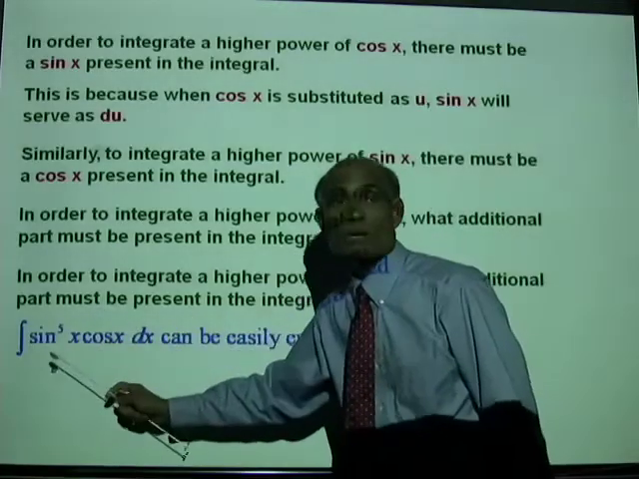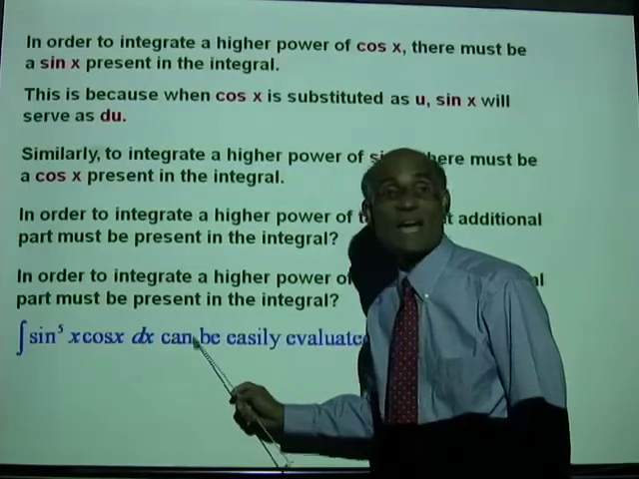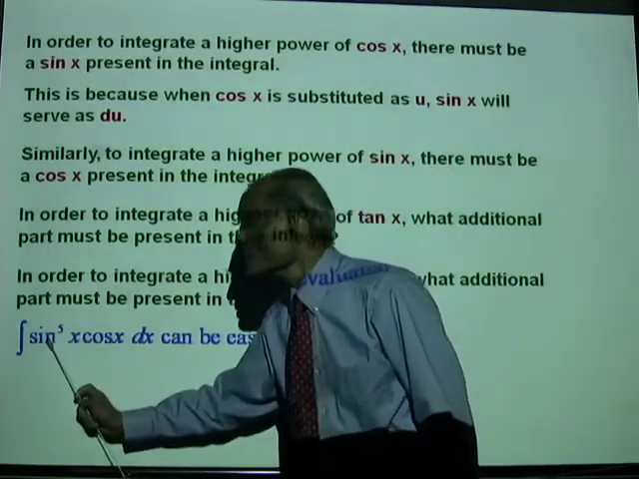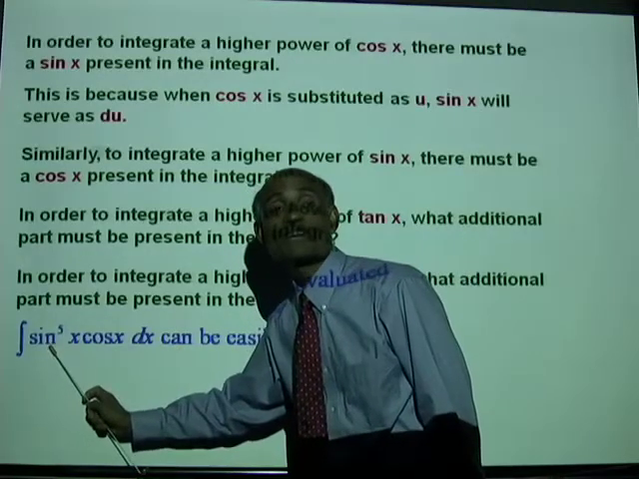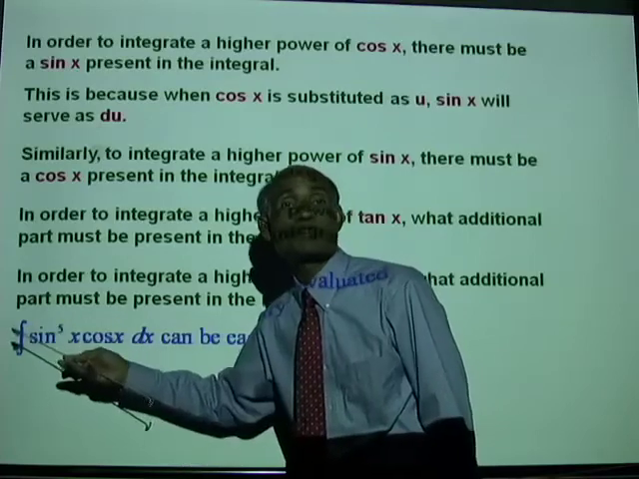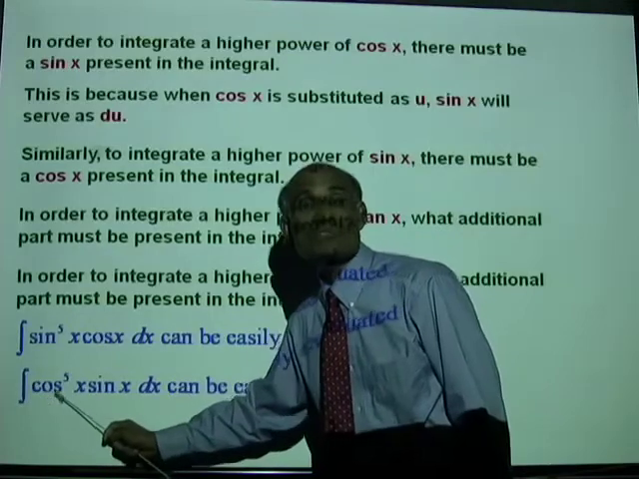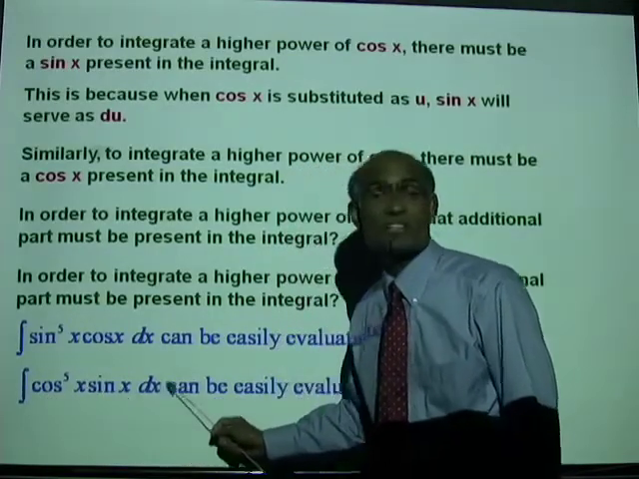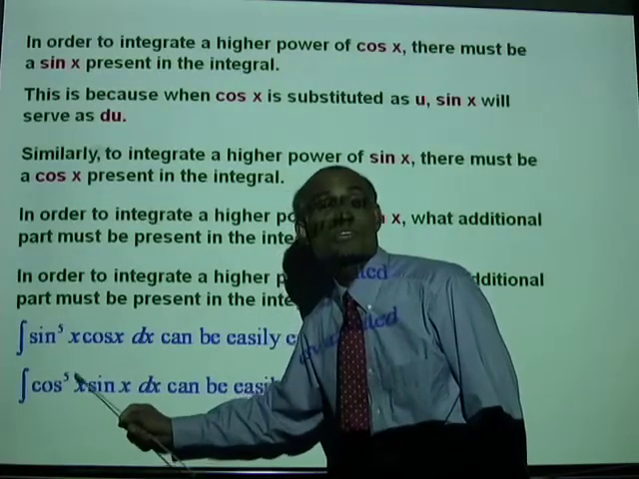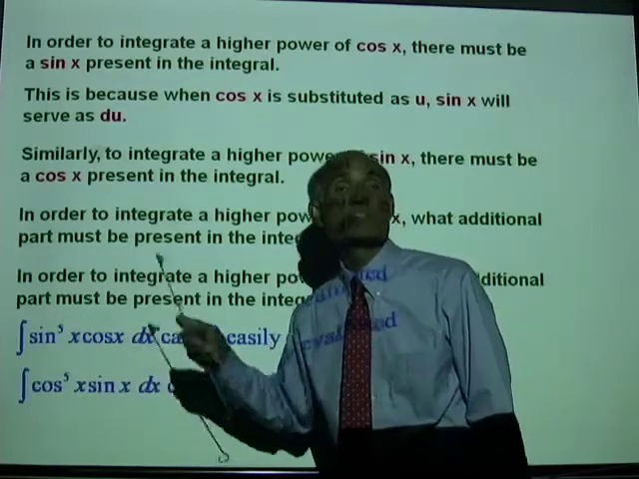So, integral sine to the power of 5x cos x dx can be easily integrated. Why? You can make a substitution sine x equal to u, then cos x dx will become your du. You can easily integrate it. Similarly, integral cos to the power of 5x sine x can be integrated. You can make a substitution cos x equal to u, then negative sine x dx will be equal to du.